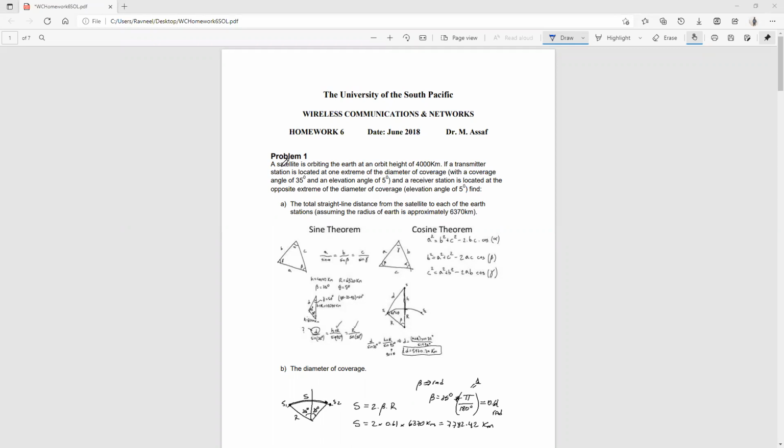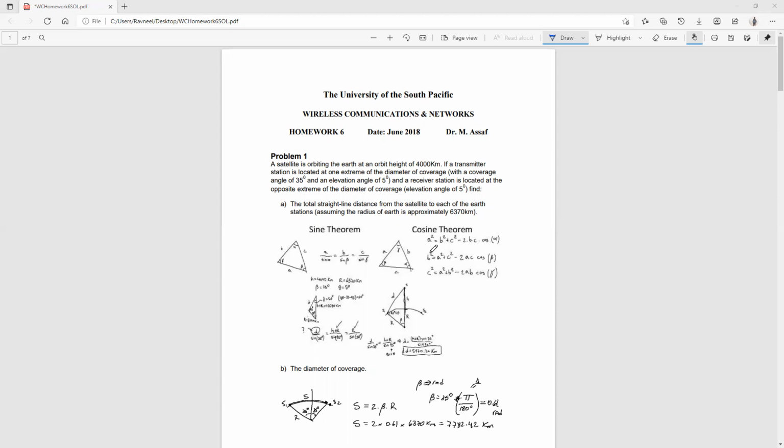So problem number 1: a satellite is orbiting the Earth at an orbit height of 4,000 kilometers. A transmitter station is located at one extreme of the diameter of coverage with a coverage angle of 35 degrees and an elevation angle of 5 degrees, and a receiver station is located at the opposite extreme of the diameter of coverage, with an elevation angle of 5 degrees. Find A, the total straight line distance from the satellite to each of the Earth stations, assuming the radius of Earth is approximately 6,370 kilometers, right? So for this particular question, we'll be using the sine and the cosine theorem, right?